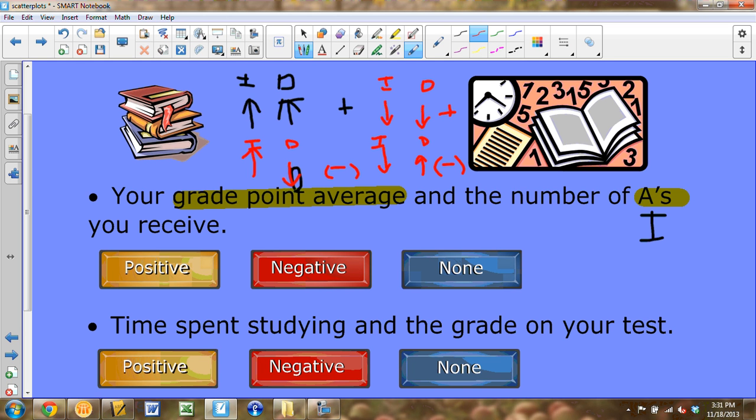So your grade point average and the number of A's. As the number of A's goes up, what happens to your grade point average? Well, it also goes up. So this would be a positive correlation.